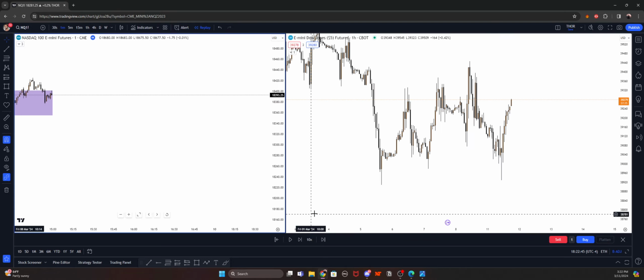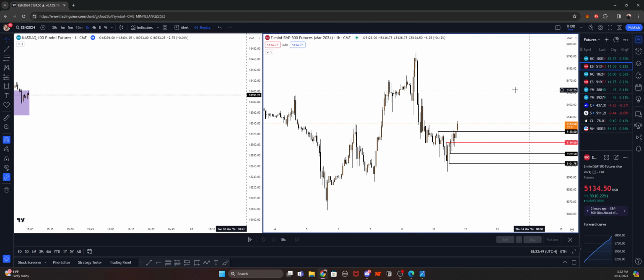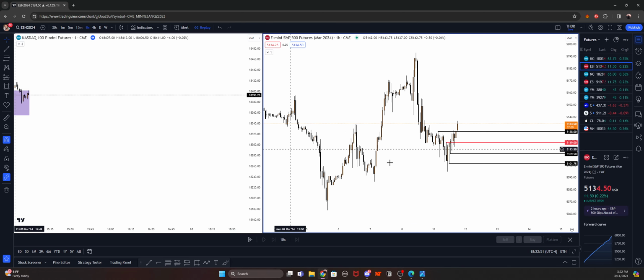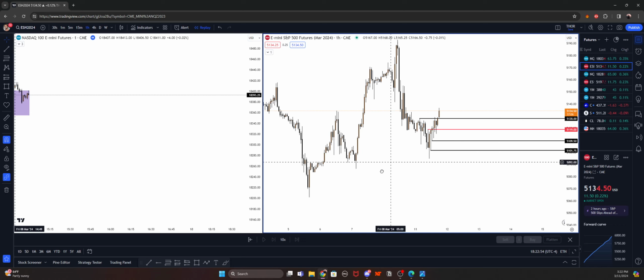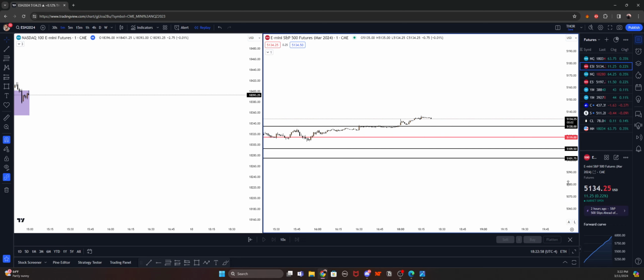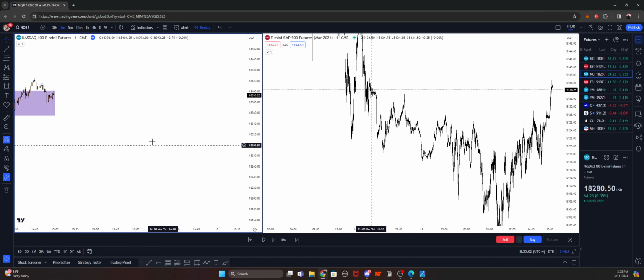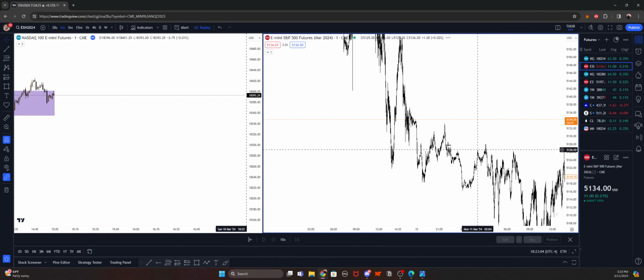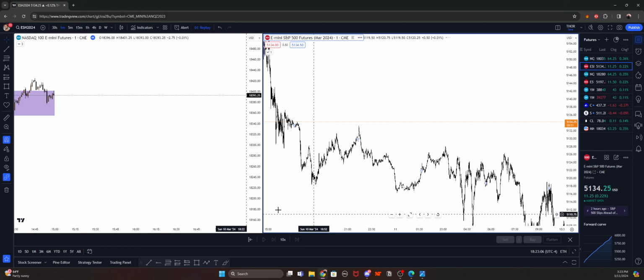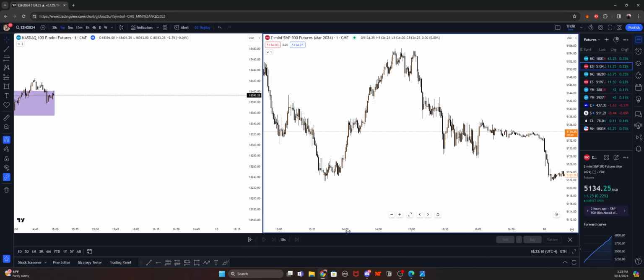Now I'm going to pull ES as well so we can see the divergences. Hourly chart, here somewhere. Oh shit, hold on. Friday, March 8th. Here, okay.